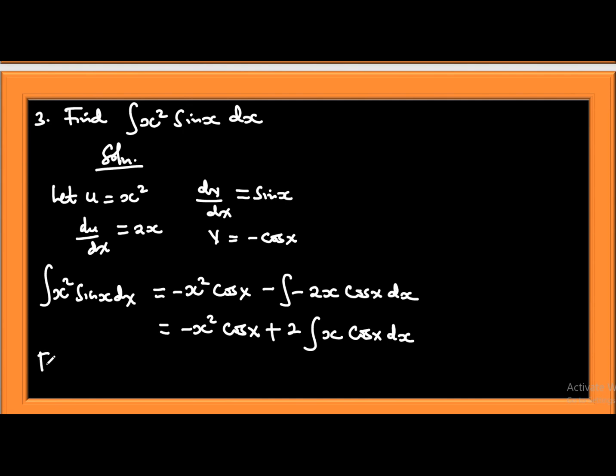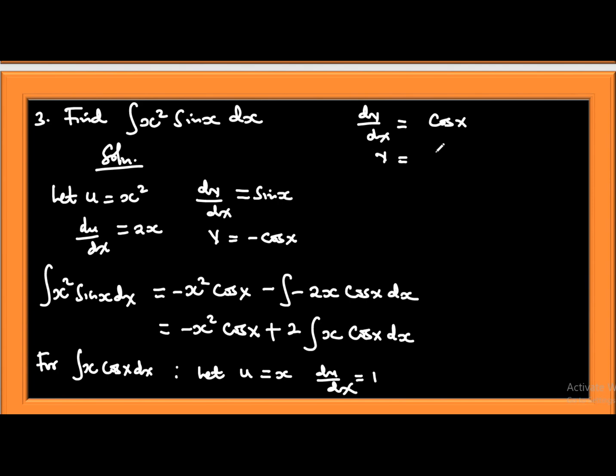So I will say for the integral of x cos of x dx, we shall let u to be x. That means du dx becomes 1. We go on and say dv dx is cos of x. That means to get v, we integrate that. So it implies that v becomes the integral of cos x, which is positive sine x.